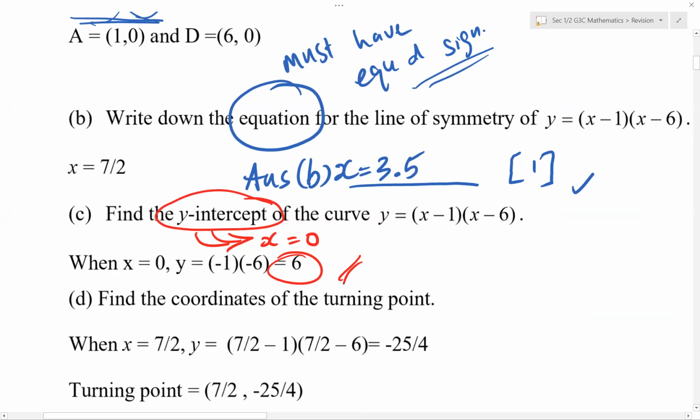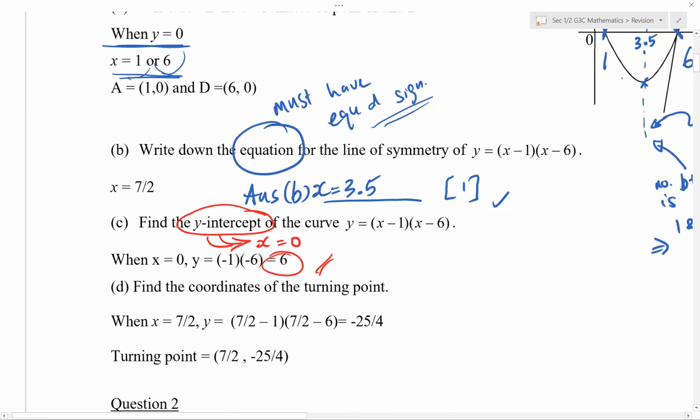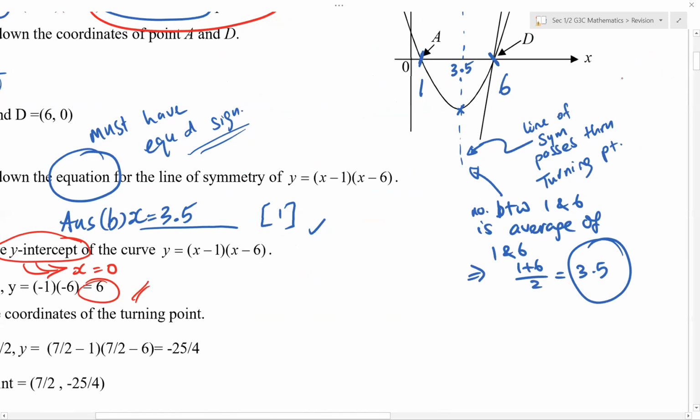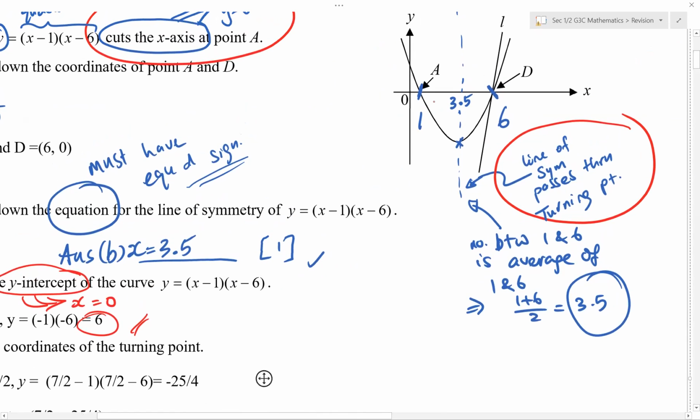Part D, find the coordinates of the turning point. So earlier on in the notes, remember I wanted you to write this. The line of symmetry will pass through the turning point. In this case, we already have the line of symmetry. It is called x equals 3.5. Literally telling you that the x coordinate is 3.5 already. We are telling you, have recognized that the line of symmetry is x equals 3.5.